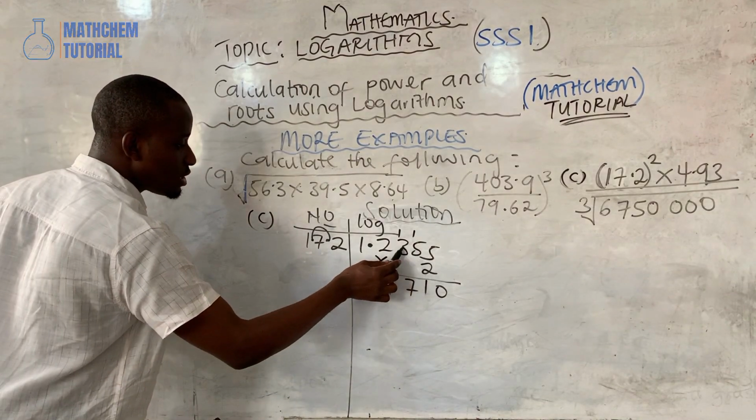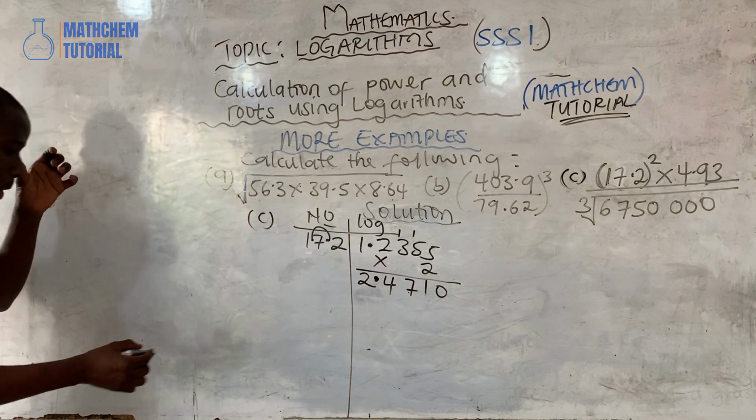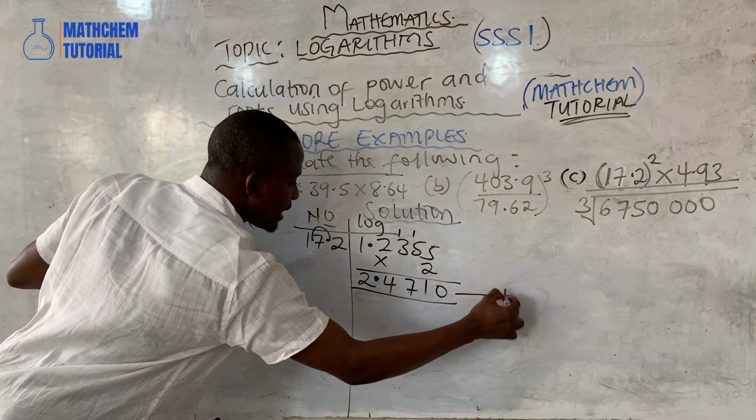By counting 1, 2, 3, 4. Also count here 1, 2, 3, 4. Fix your decimal point here. So I am done with this aspect. Let me start it here.